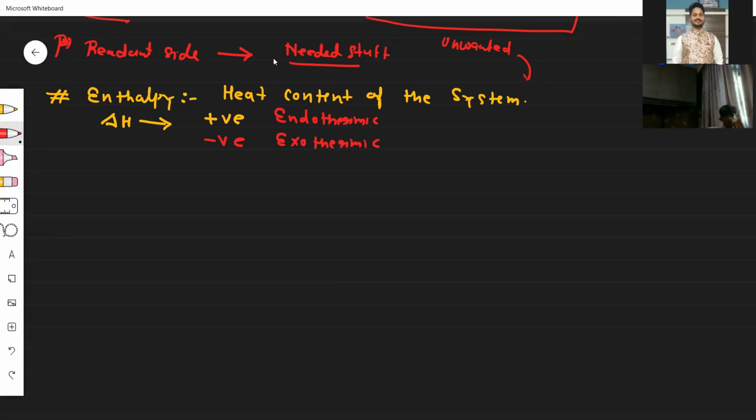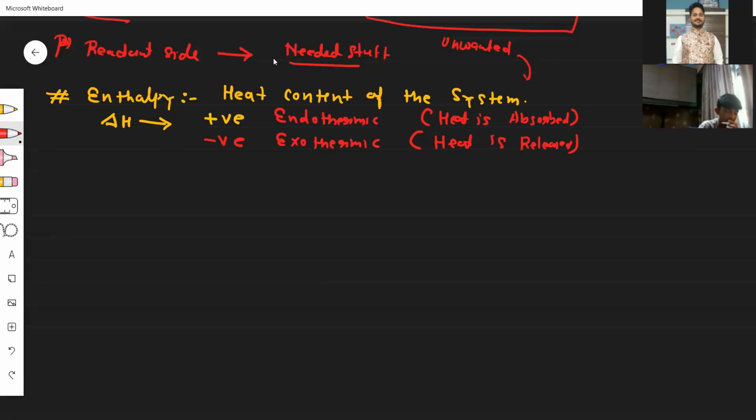In exothermic reactions, heat is released. Now here heat is absorbed. So how does the temperature play a very important role for any kind of reaction?